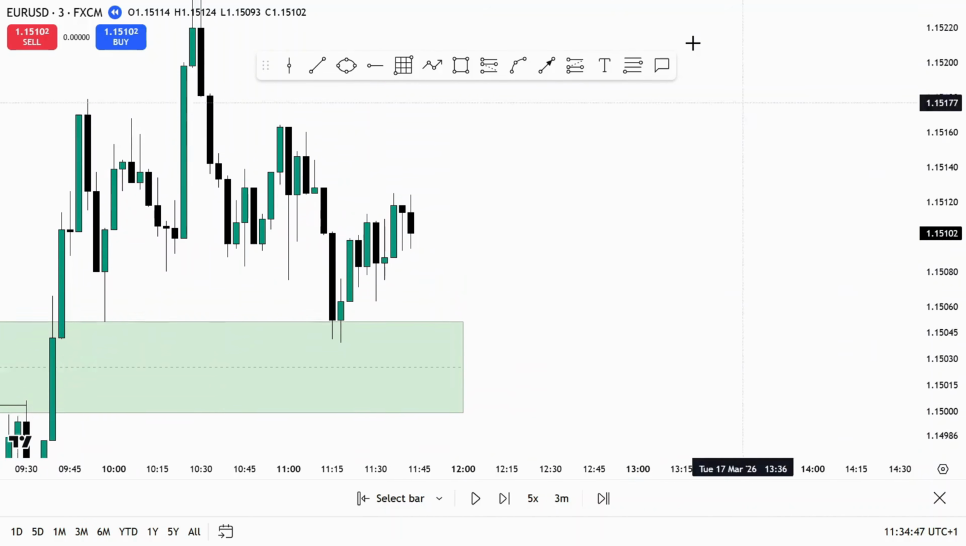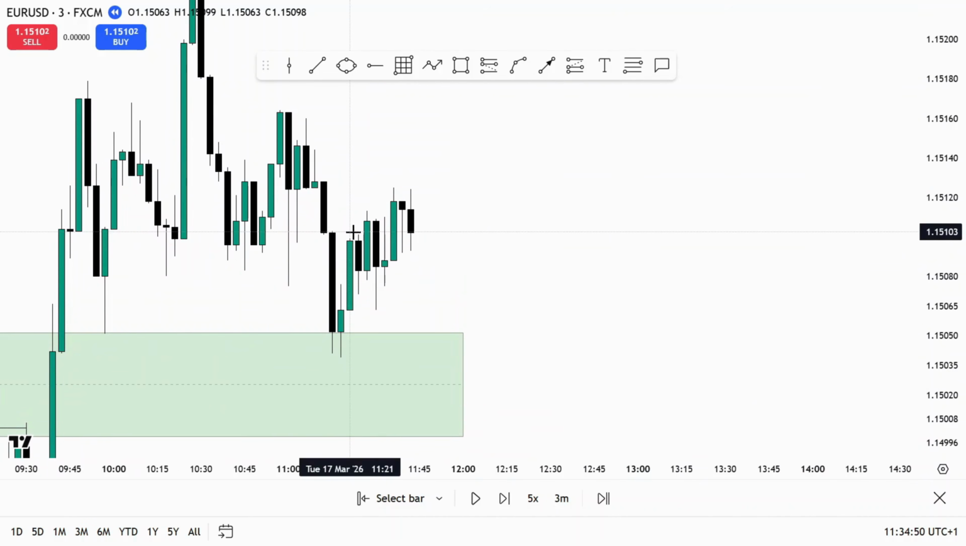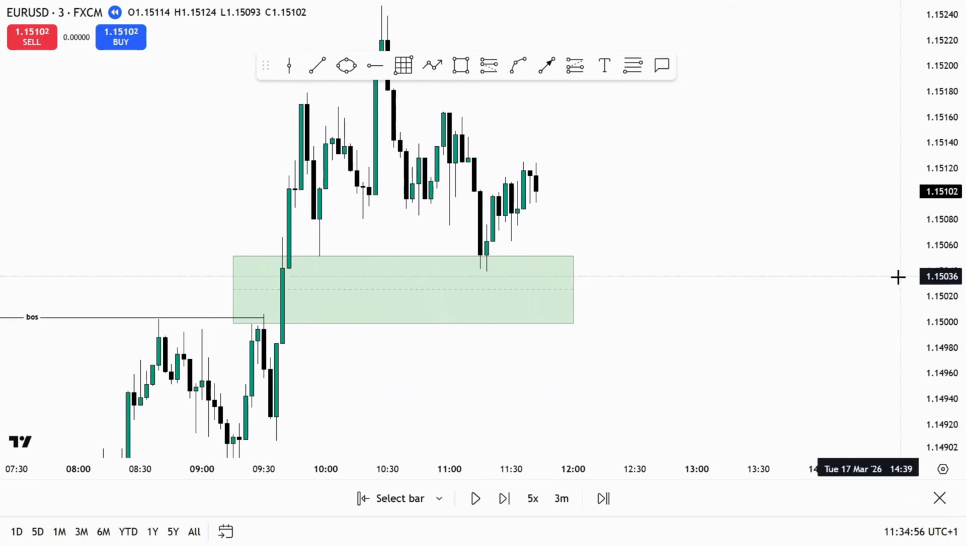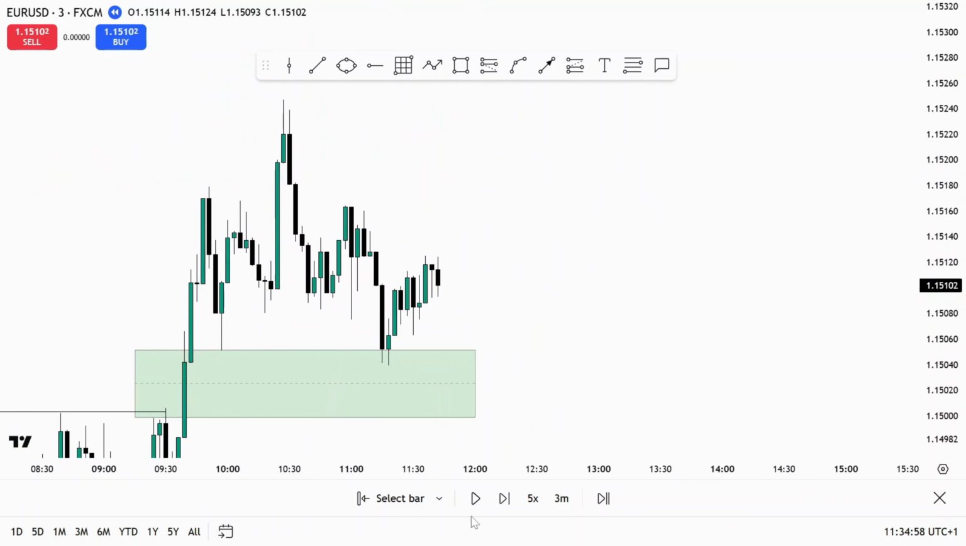Now, when we look at this bearish candle, does the price displace above this last bearish candle? No. So what we're going to do is wait for price to come back lower and see if we are going to get another entry, because this didn't give us an entry. So let's play price forward.